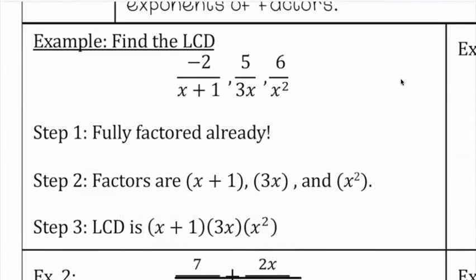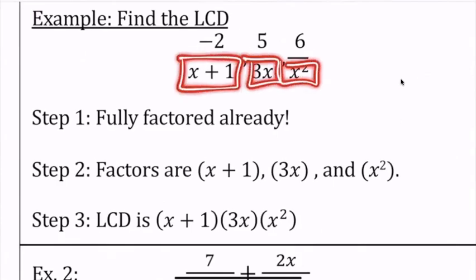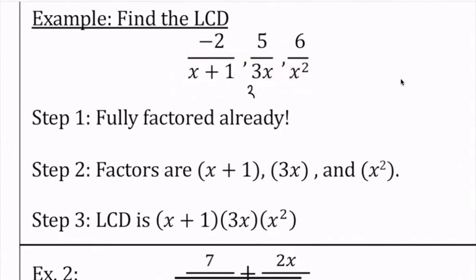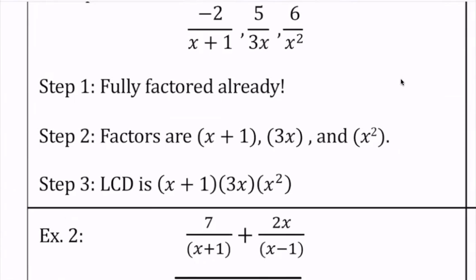Here we go. Here's our first example. It says find the least common denominator. Step 1, it says try to factor. These are actually already factored. We have x plus 1, 3x, and x squared. If you wanted to split this into 3 times x, you could. If you wanted to split this into x times x, it's kind of splitting hairs, but you could if you wanted to. And then what I'm going to do here is just leave them like this because they're still monomial factors, right? And then determine what our least common denominator is.